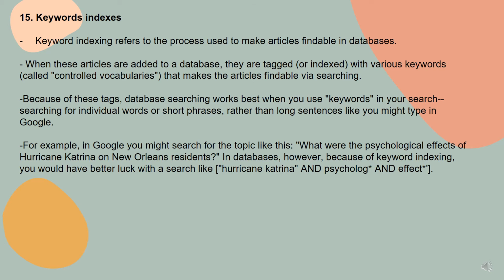For example, in Google, you might search for the topic like this: what were the physiological effects of Hurricane Katrina on New Orleans residents? In a database, however, because of keyword indexing, you would have better luck with a search like Hurricane Katrina and physiology and effect.